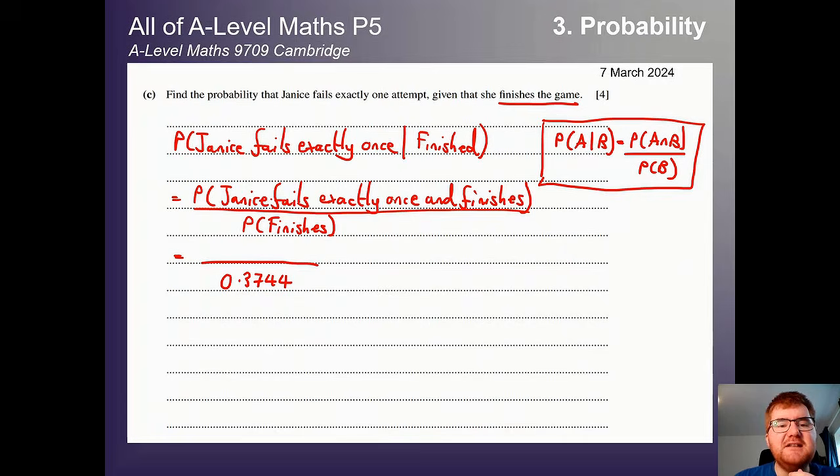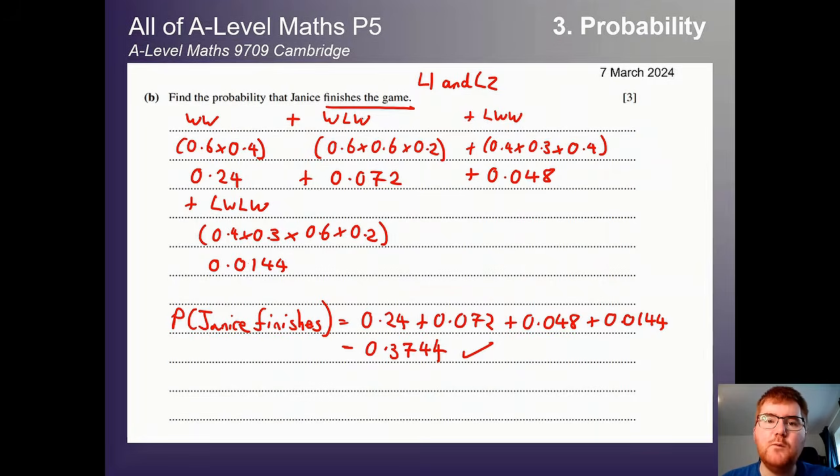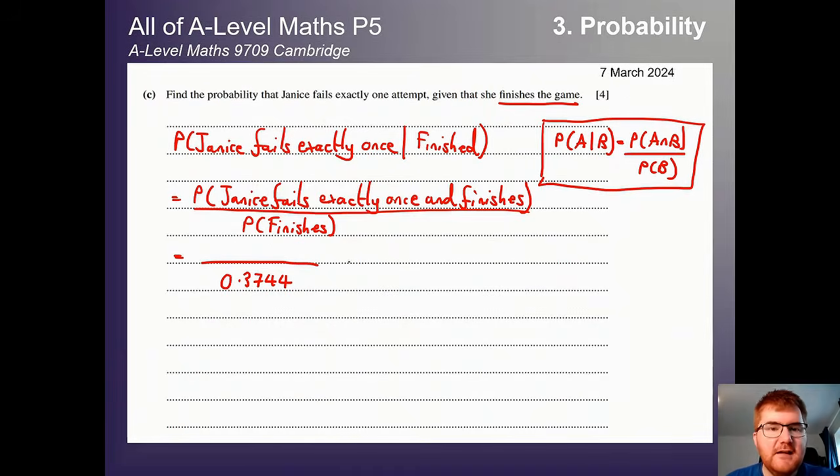And we want the probability that Janice fails exactly once and finishes. Now, we have 4 situations where she finishes. Win-win, win-lose-win, lose-win-win, and lose-win-lose-win. The only 2 here where she fails exactly once is with 1 loss, basically. So we have this one and this one. So to work out the probability she fails exactly once and finishes, we add these 2 probabilities together. So we have, let's get the pen out this time, 0.072 plus 0.048. Notice how we're breaking down that situation and using the information we did in part B.